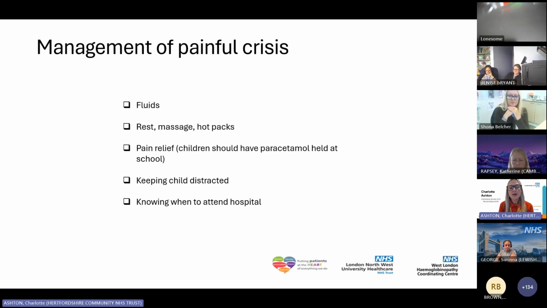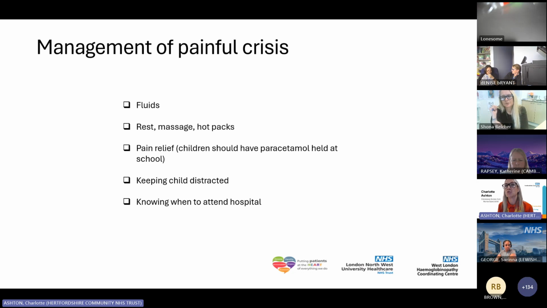Rest, massage, warm packs, pain relief. All our children should have pain relief held at school. Pain relief does not require a GP label. GPs are very reluctant because of the expense to prescribe pain relief, so that should be on the care plan.